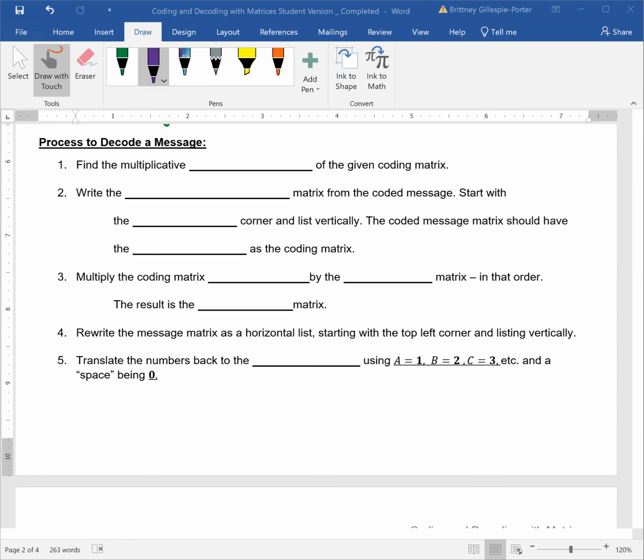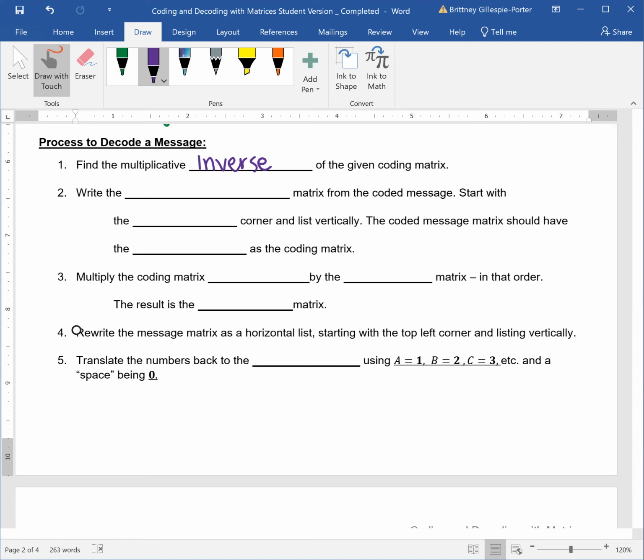Previously, we learned how to code or encode messages using matrices. Now we're going to work on decoding a message. So someone sent you the message and you want to get back to the actual letters and know what they're trying to say. So step one, you need to find the multiplicative inverse of the given coding matrix.